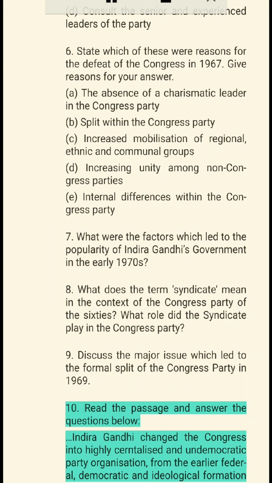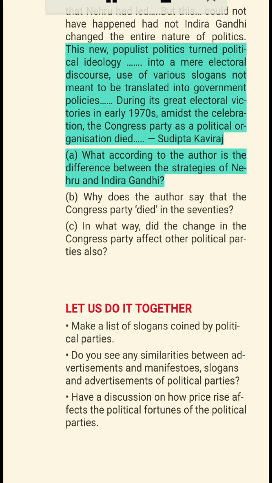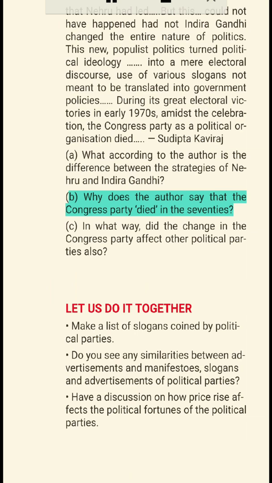10. Read the passage and answer the questions below. Indira Gandhi changed the Congress into a highly centralized and undemocratic party organization from the earlier federal, democratic and ideological formation that Nehru had led. But this could not have happened had not Indira Gandhi changed the entire nature of politics. This new, populist politics turned political ideology into a mere electoral discourse, use of various slogans not meant to be translated into government policies. During its great electoral victories in the early 1970s, amidst the celebration, the Congress Party as a political organization died.